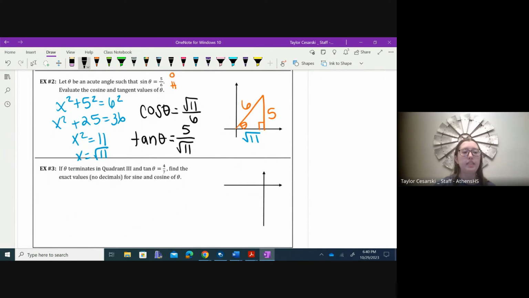All right. Example number 3 says it's in quadrant 3 and tangent is 4/7. Remember that's opposite over adjacent. So opposite is 4 and adjacent is 7. However, we want to be really careful here. I'm in quadrant 3. So really these are both negative here. And it ends up positive because I have a negative divided by a negative. All right. So I need to go ahead and find my hypotenuse.